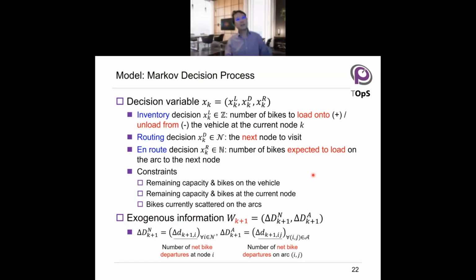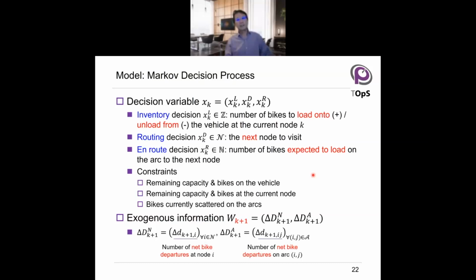And when making these decisions, the mover also needs to consider the remaining capacity of the vehicle, the number of bikes on the vehicle, how many bikes I can unload from the vehicle, and the remaining capacity at the node and the number of bikes at the node, and also the bikes currently scattered at the arc. So these are the decisions.